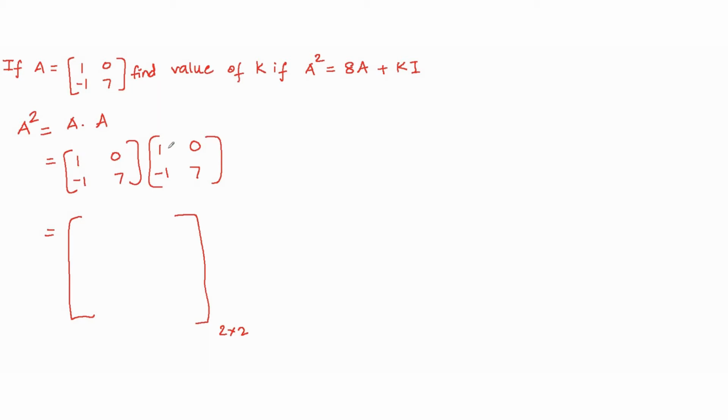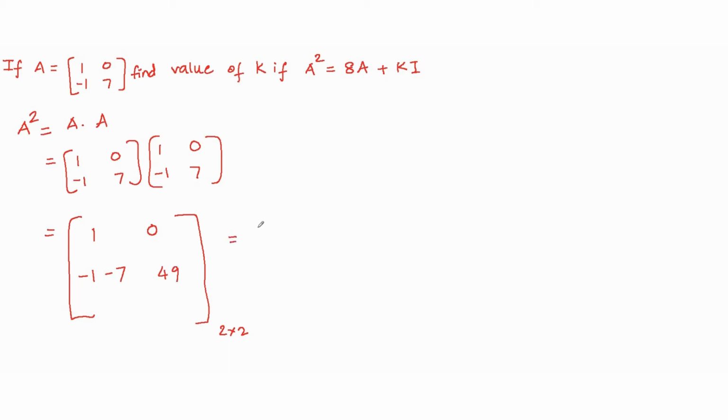So I first take first row, first column. So 1 into 1 is 1, 0 into negative 1 is 0, so this is 1. And then first row, second column, so 1 into 0 is 0, 0 into 7 is 0. Then I take second row, first column, so minus 1 into 1 is minus 1. And 7 into minus 1 is minus 7. And second row, second column. So negative 1 into 0 is 0. 7 sevens are 49, right?